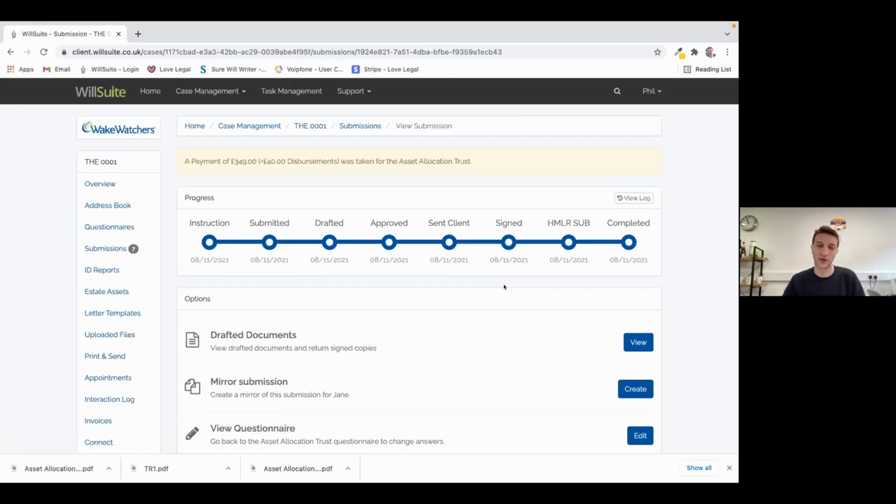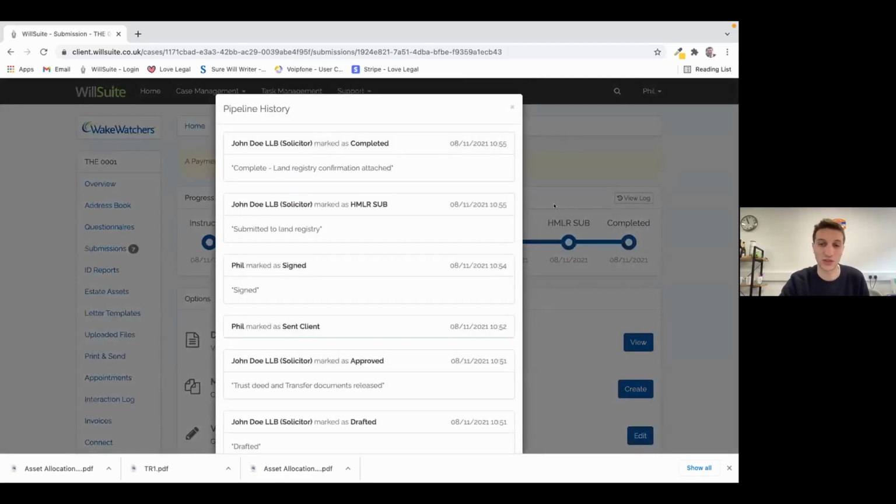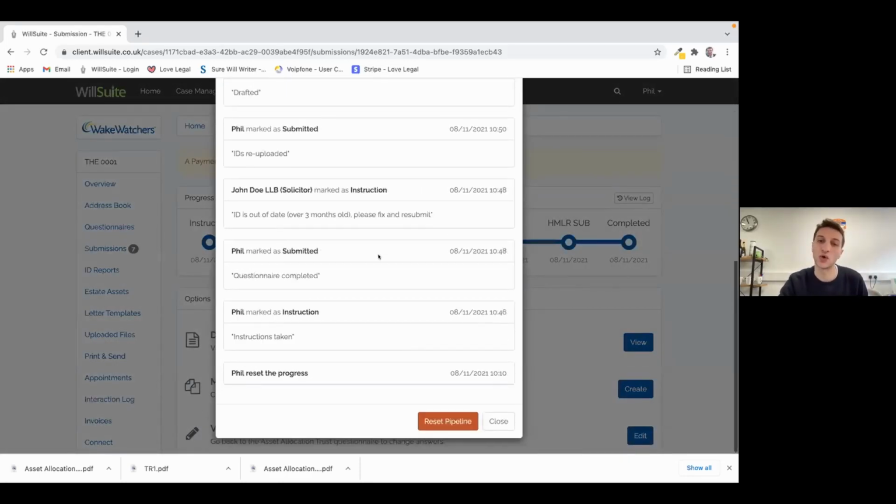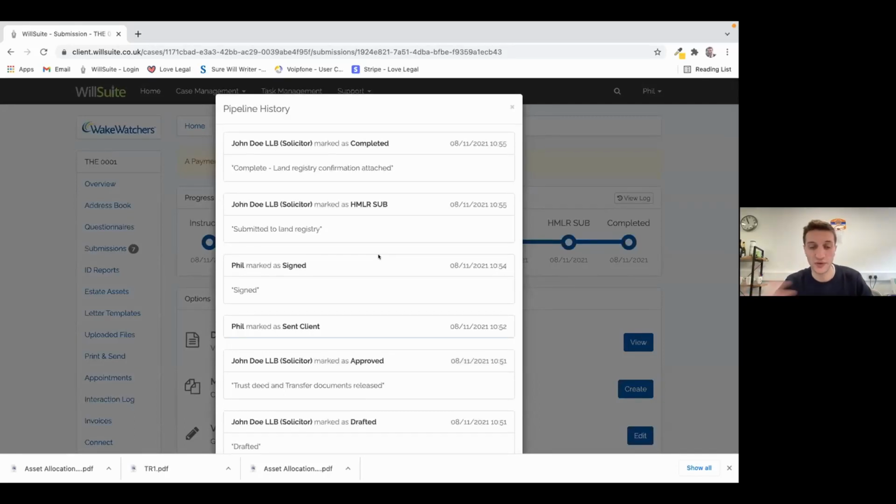Hopefully, Alan would have given you a good breakdown of how the questionnaire needs to be filled out. Once you've done this, all you have to do is follow the breakdown of all the various steps on the pipeline for the asset allocation trust. And hopefully it'll be a smooth process. Of course, you have the ability to review the comments, and I always recommend to all of our clients to click on view log at the top right hand corner of the pipeline, because that will contain all the communication you've had between yourself and the solicitor, and hopefully will be a useful tool to keep on top of all the various communications you've had.